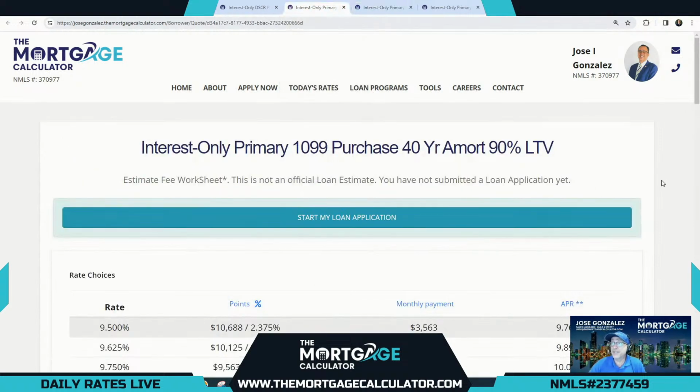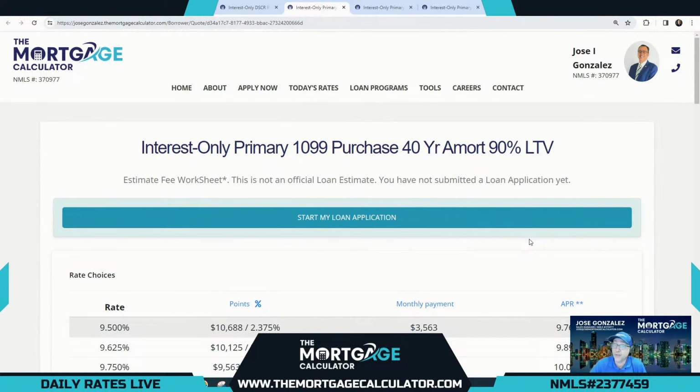Now, another of our self-employed options here is the 1099. And in this case, I'm showing you a 40-year amortization option. The other ones I showed you do have 40-year, just time constraints do not permit showing every single configuration possible. But I did want to show you the 40-year option here. Now, the interesting thing on the 40-year is that once it does end the 10-year interest-only period, it then transitions to a 30-year amortization, fully amortizing loan, right?